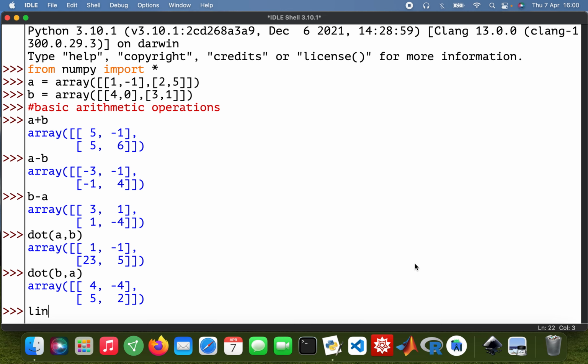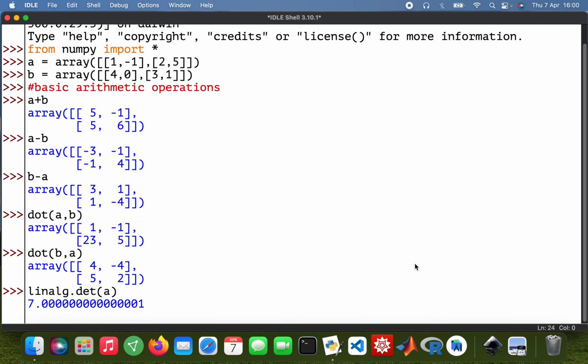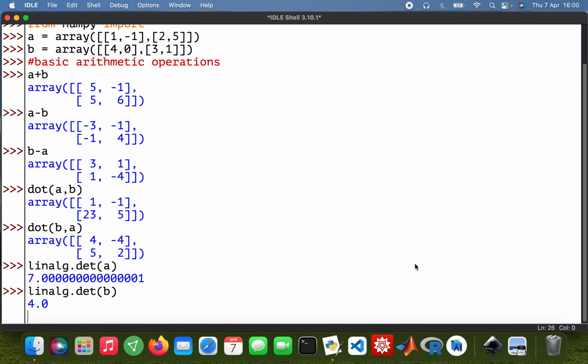Okay, right. So what I need to do is I need to find the determinants of these matrices. So I'll type in linalg dot determinant. Okay, so it's 7. So then linalg dot det. So that's 4. And then since the determinants aren't equal to 0, therefore inverses do exist, sorry.